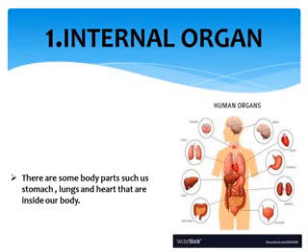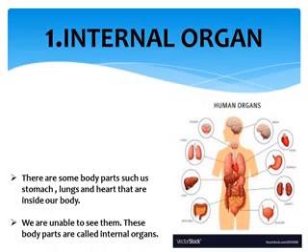You can't see my brain. You can see my nose, ears, hand, legs, everything. But you can't see my brain, you can't see my heart, you can't see my stomach or my kidney. So all these parts are called internal organs. We are unable to see them. These body parts are called internal organs. So the internal organs cannot be seen.